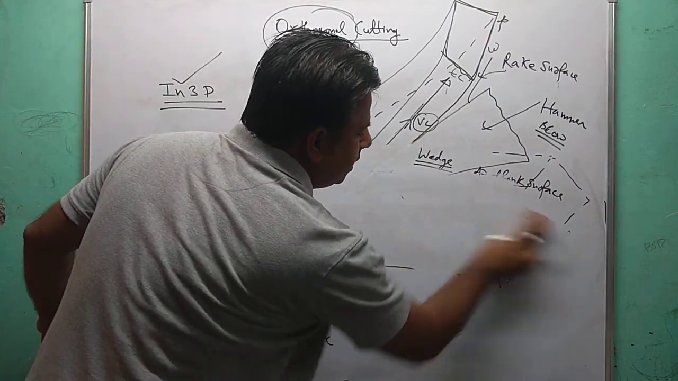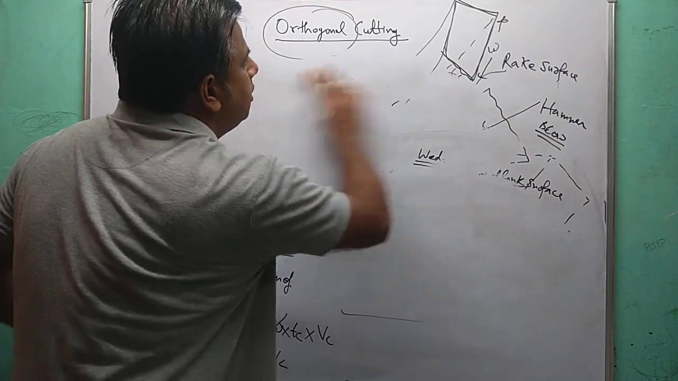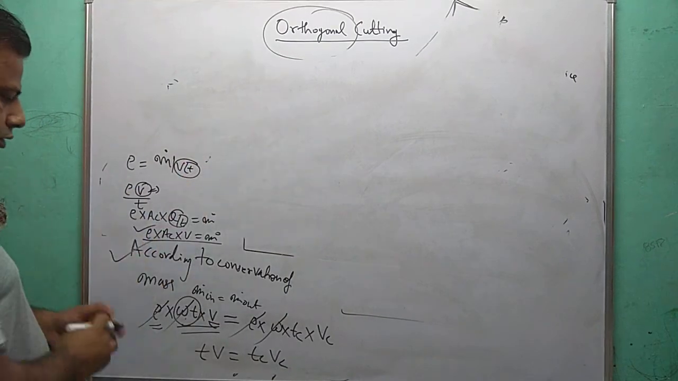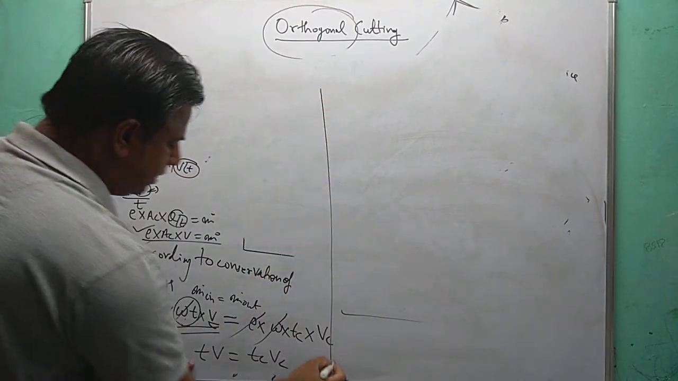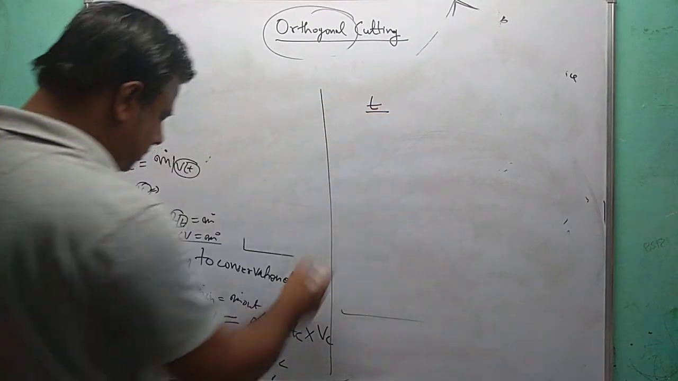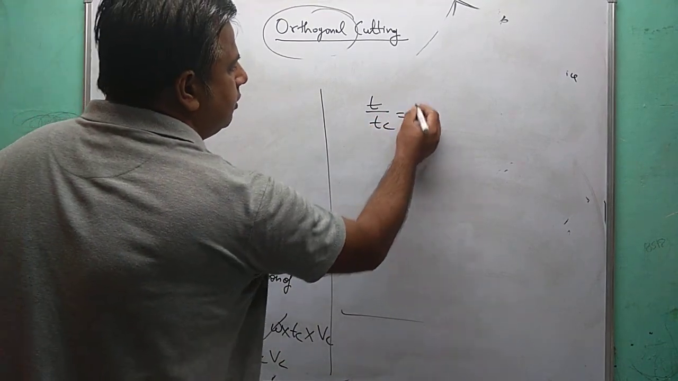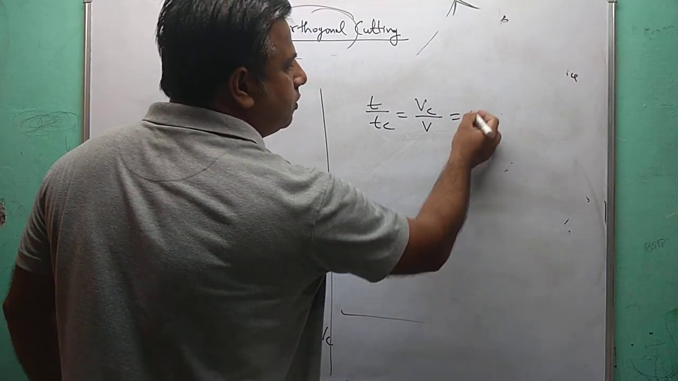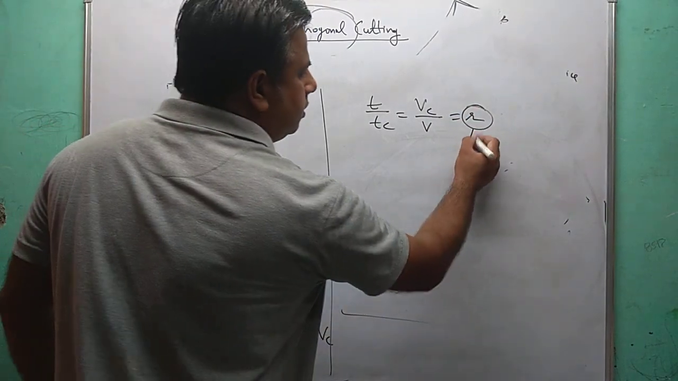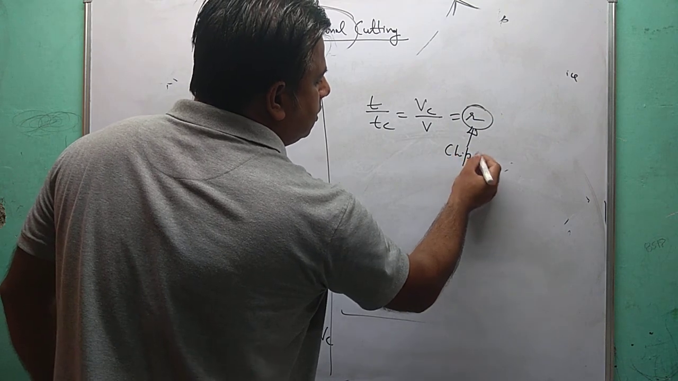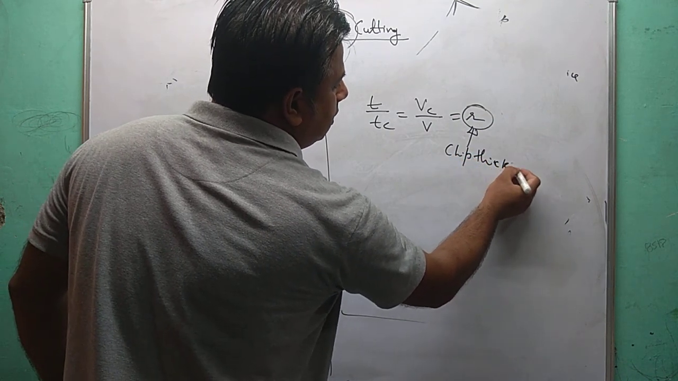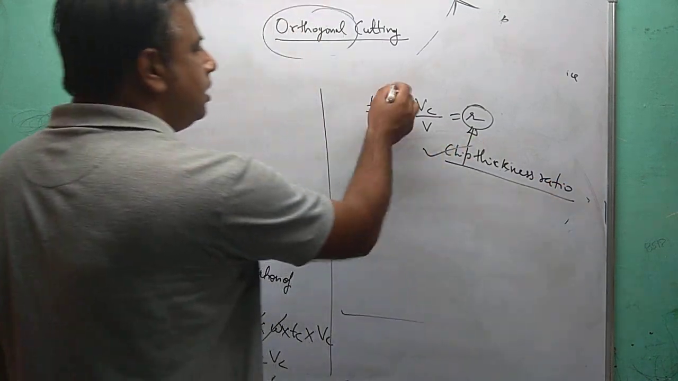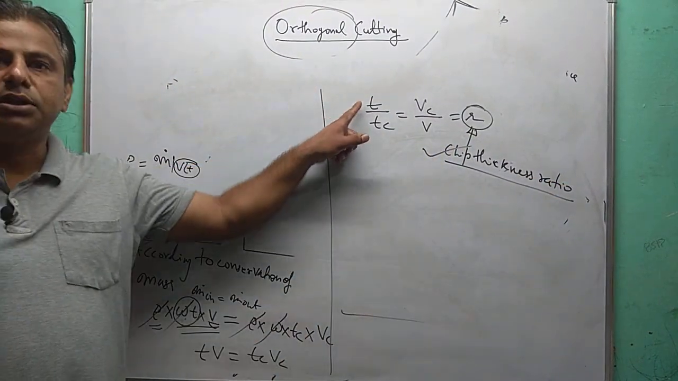From here you may write, from here you will get one relationship. This relationship is T over TC is equal to VC over V, and this is called the chip thickness ratio, represented by R. So chip thickness ratio is the ratio of uncut chip thickness to the chip thickness, and chip velocity to the cutting velocity.